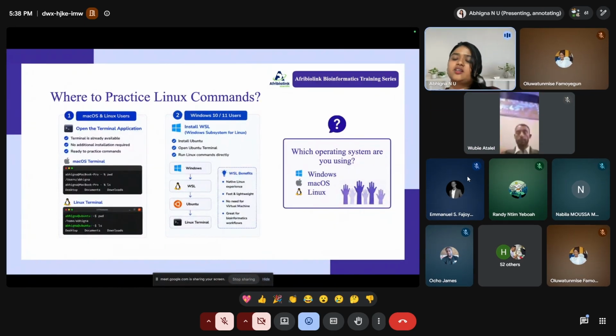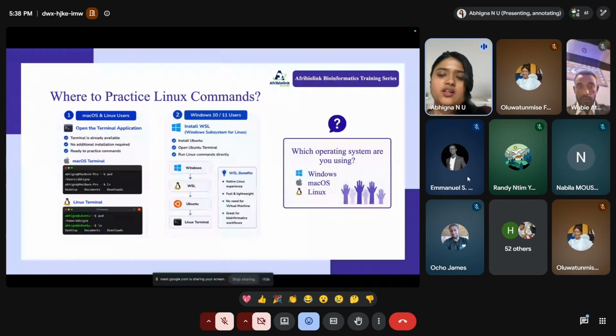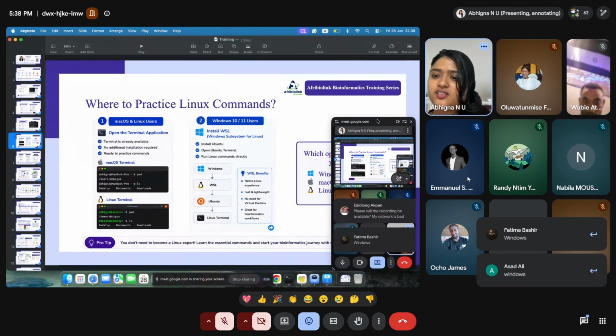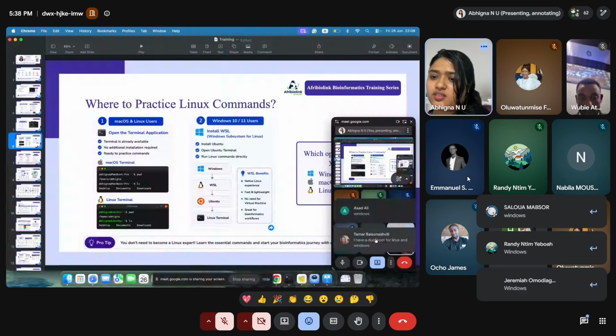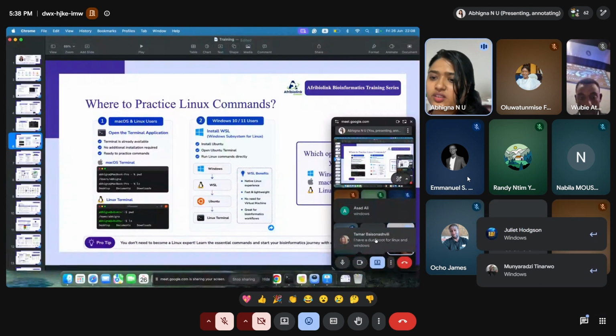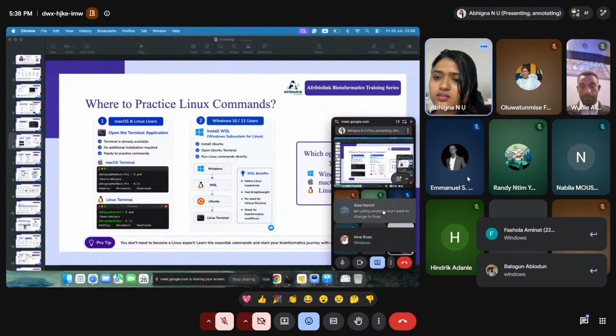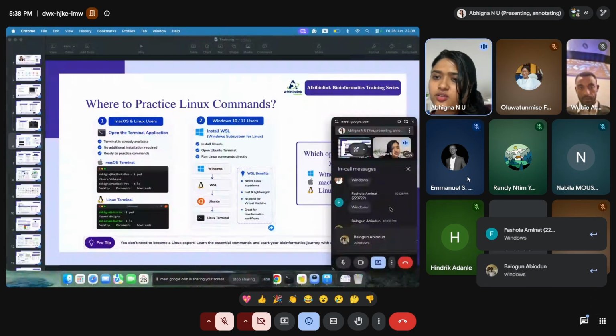So what operating system are you using? From the audience, can you type in the chat what OS you are using? Windows, Mac, or Linux? Windows. Many are using Windows. Linux, Ubuntu. Someone is using Linux. Windows. So many are using Windows.